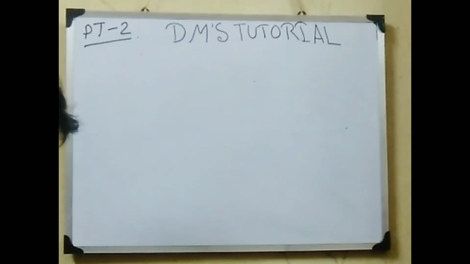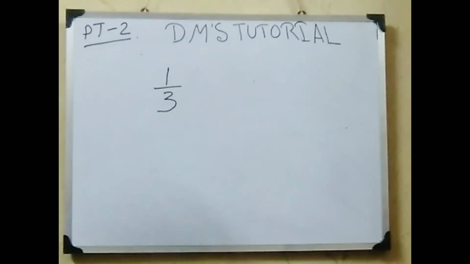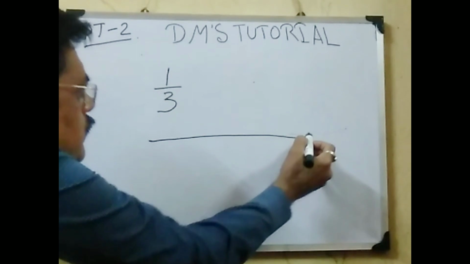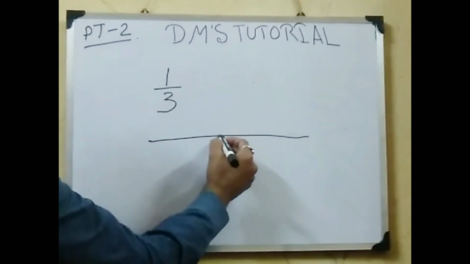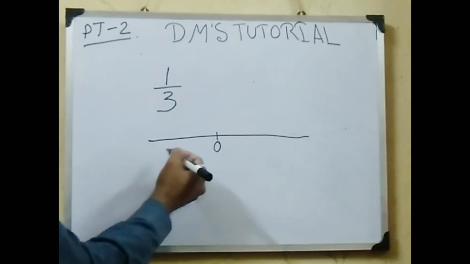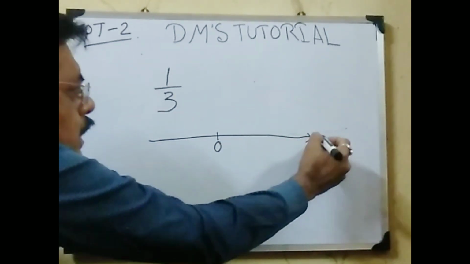We are taking another example, suppose 1 by 3. Draw a number line. This is a number line and suppose this is the point 0, with the negative side towards this direction and the positive side towards this direction.